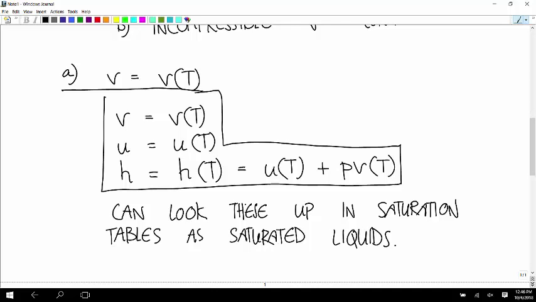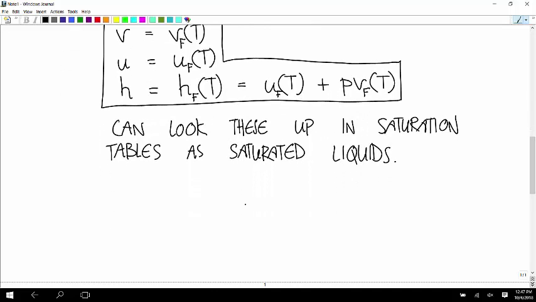Okay, so in other words, we're going to assume that this specific volume is the liquid. I'm going to put these sub f's in here because when you're looking at things in the saturation table, you have to choose whether you're looking at the saturated liquids or vapor volumes. And we're going to assume that we can get accurate values from the saturated liquids for all these. Any questions about that?